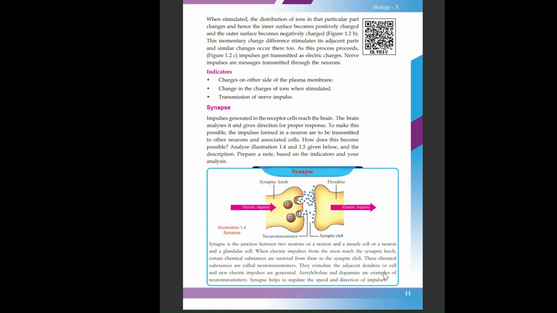Acetylcholine and dopamine are examples of neurotransmitters. Two examples I've given, dopamine and acetylcholine. Synapse helps to regulate the speed and direction of the impulses. Okay.